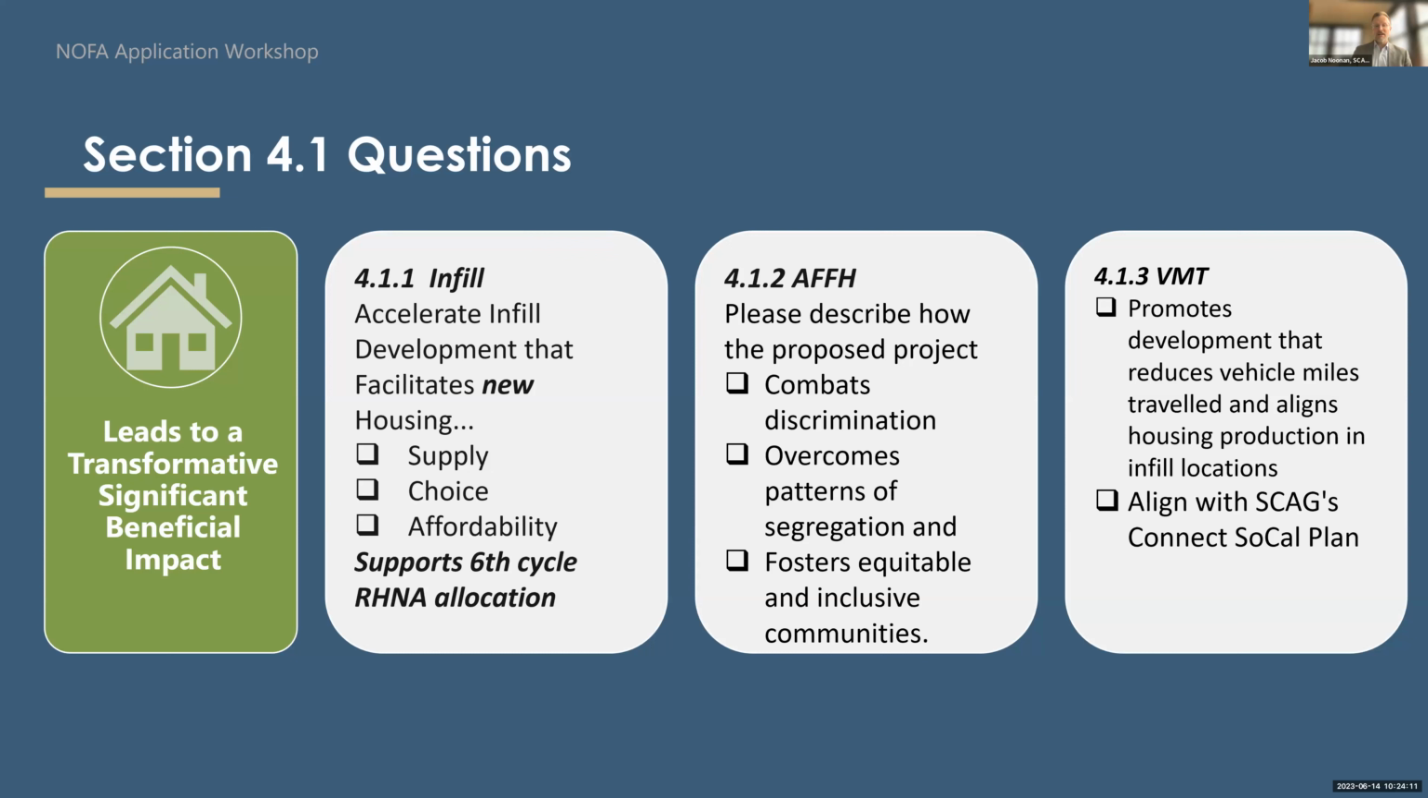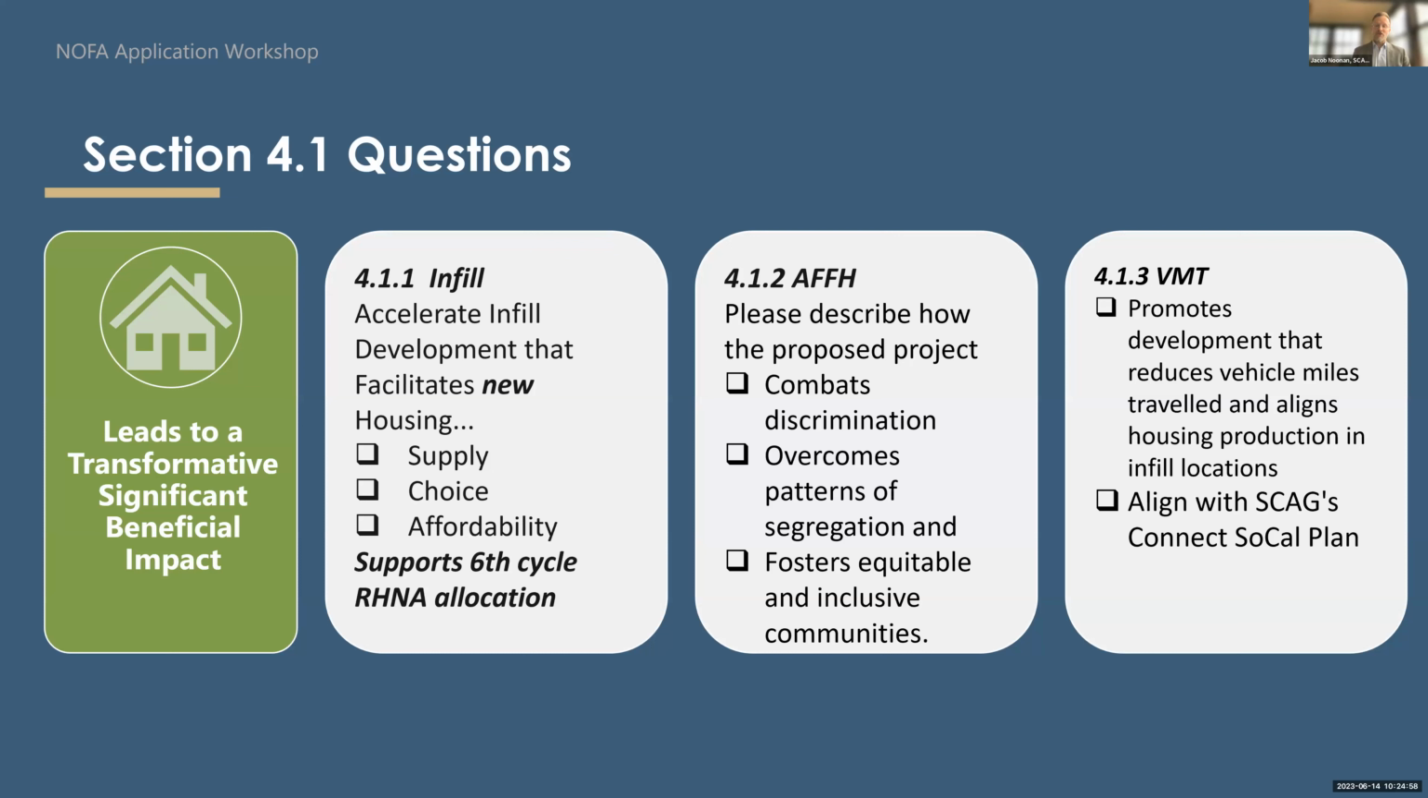So within the first area, there are 3 questions. One asking you to describe how the project will achieve and increase housing supply, how the project will increase and expand on choices in housing, especially choices for housing that aren't present in the communities or in the targeted areas, but that are needed, and then how the project will lead to lasting affordability. In the second section under affirmatively furthering fair housing, questions ask you to address how the project will combat historic and past persisting discrimination, how the project could overcome patterns of segregation, and how the project could lead to fostering equitable and more inclusive communities.